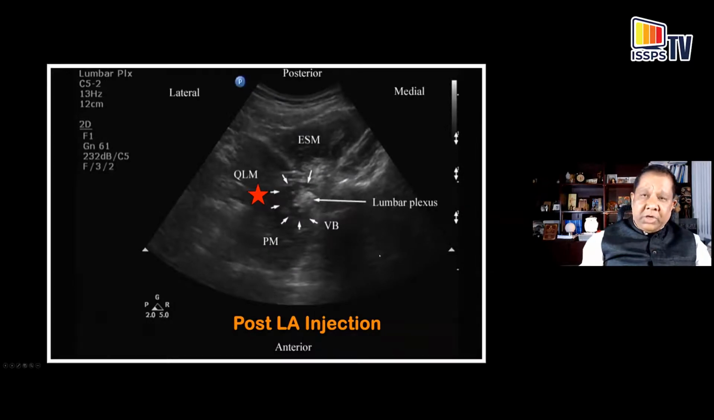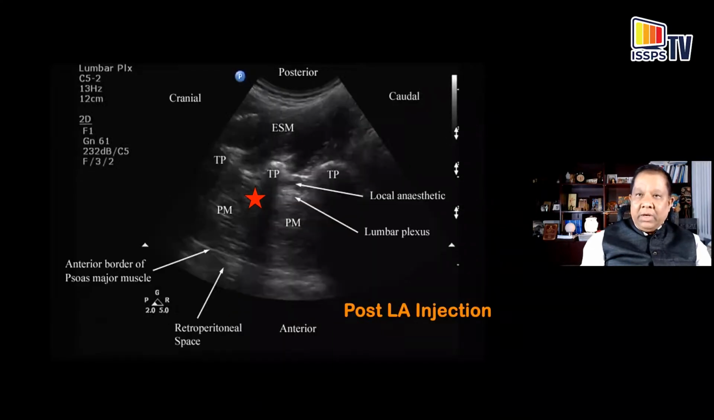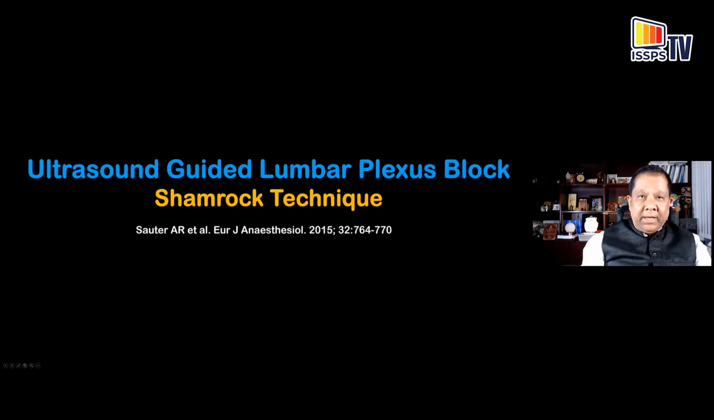So injection should be small amounts, 3 to 4 cc's in small aliquots. Wait, watch, and give more if everything is well and good. You can also see that the local anesthetic also spreads quite extensively cranially and caudally.